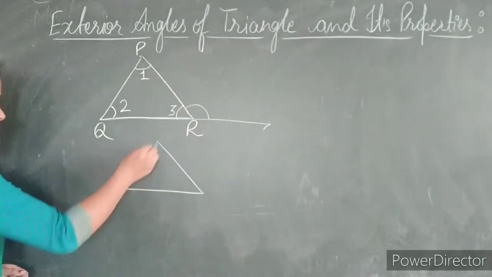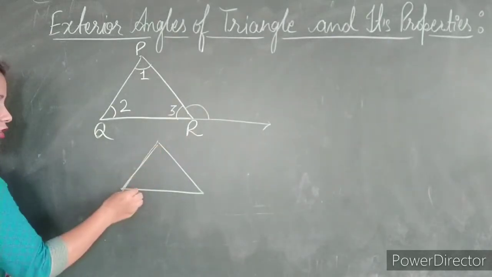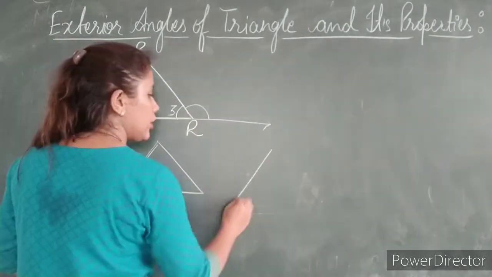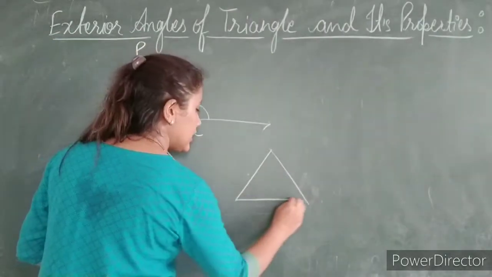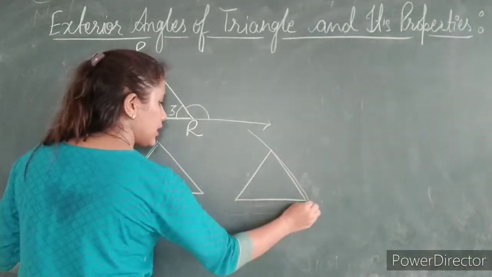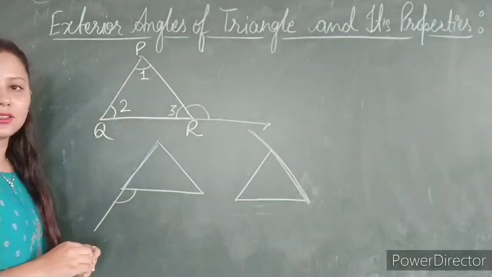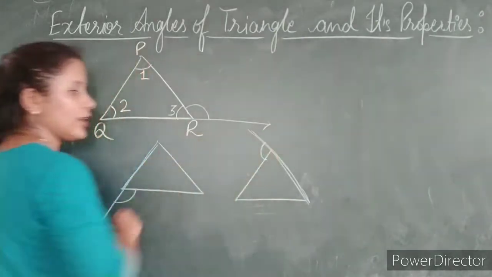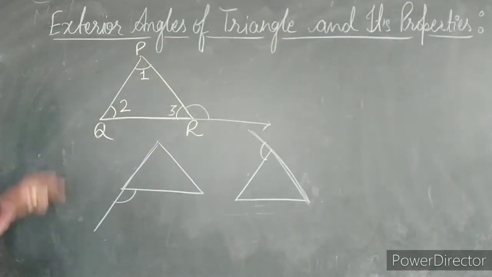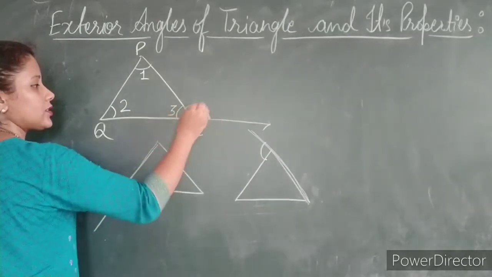Like that. If you extend this line, that is your exterior angle. If you want to extend the third line, that is your exterior angle. Clear? So in this figure, this one is your exterior angle.